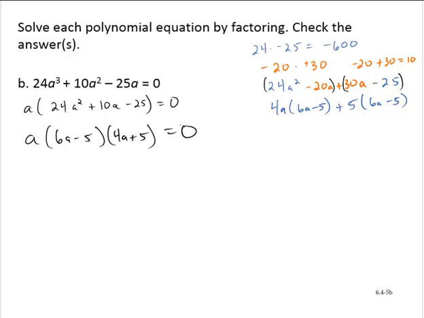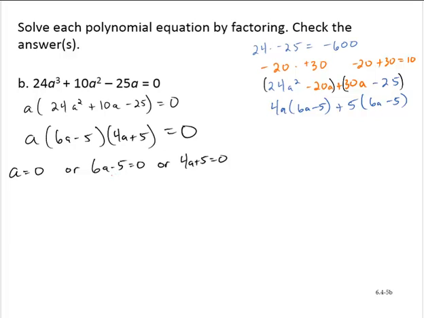And now we can use the zero product property, and the only difference is now we have 3 factors instead of 2. Well, we can just set each factor to 0. So we have a is equal to 0, or 6a minus 5 is equal to 0, or 4a plus 5 is equal to 0. All right, a equals 0, that's done. 6a minus 5 equals 0.